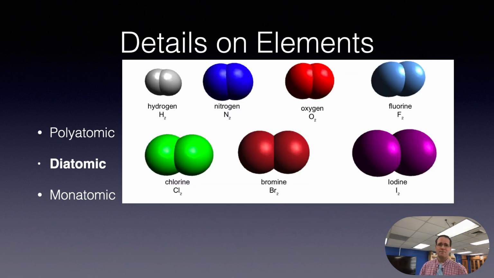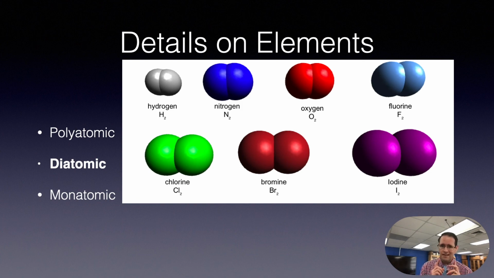Diatomic elements are conjoined twins, you could think of them, okay? They come in units of 2 that are chemically bonded to each other, and this is how these elements are found in nature. They just naturally occur as diatomic elements. So you've got a few there, all right?